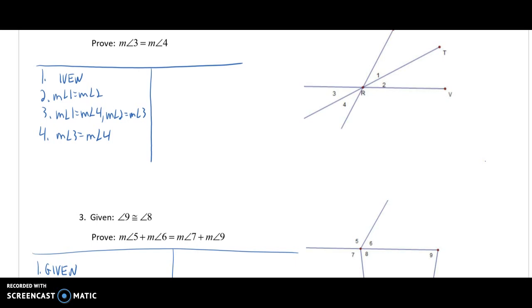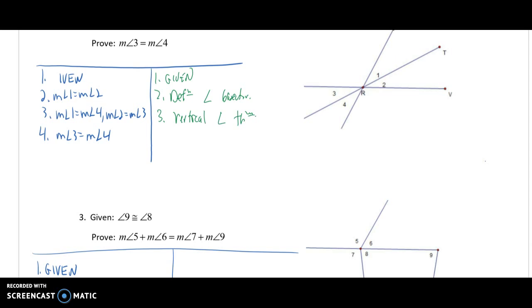Number 2, step 1 given. Step number 2, 1 equals 2 because of the given, that is the definition of angle bisector. And 1 and 4 are vertical angles, 2 and 3 are vertical angles. So using the vertical angle theorem, they're equal to each other.